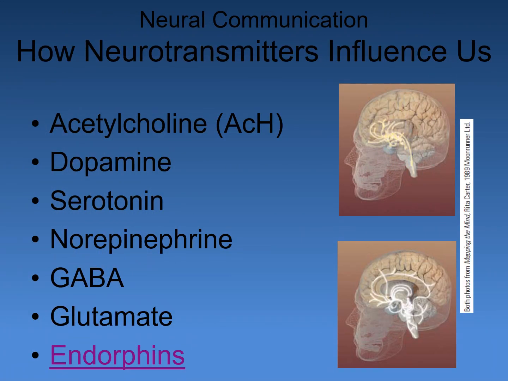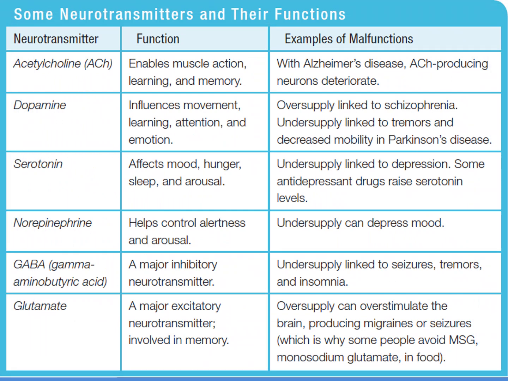Types of neurotransmitters, some of them are acetylcholine, dopamine, serotonin, norepinephrine, gamma-aminobutyric acid, known as GABA, and glutamate. More on these later this year. In this graph in your book, you need to familiarize yourself with these neurotransmitters, their function, and examples of malfunctions, as we will definitely be revisiting this later this year.